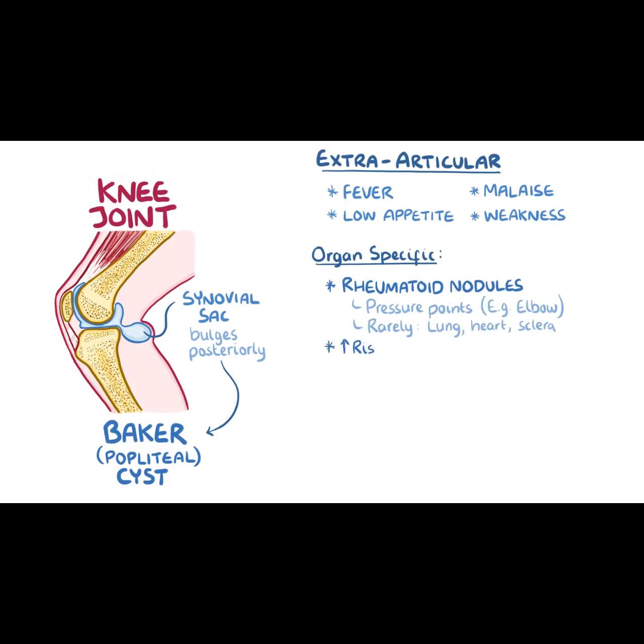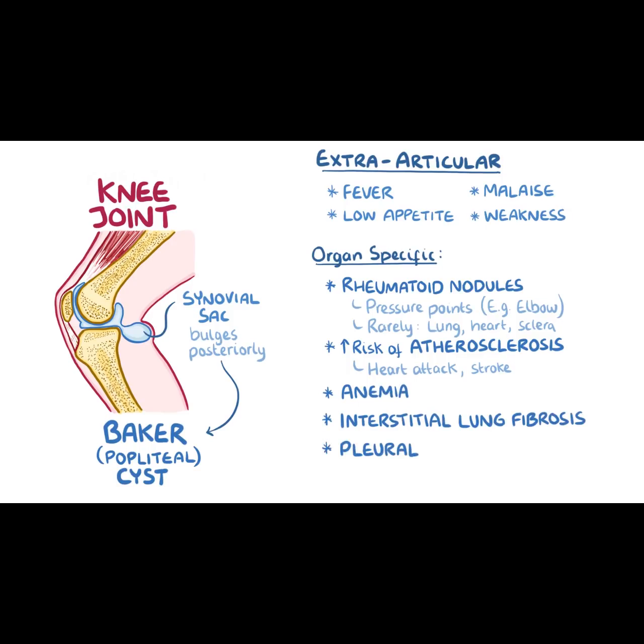There's also an increased risk of atherosclerosis and therefore heart attack or stroke. There's also anemia, interstitial lung fibrosis, and pleural effusions, which can present as progressive shortness of breath.